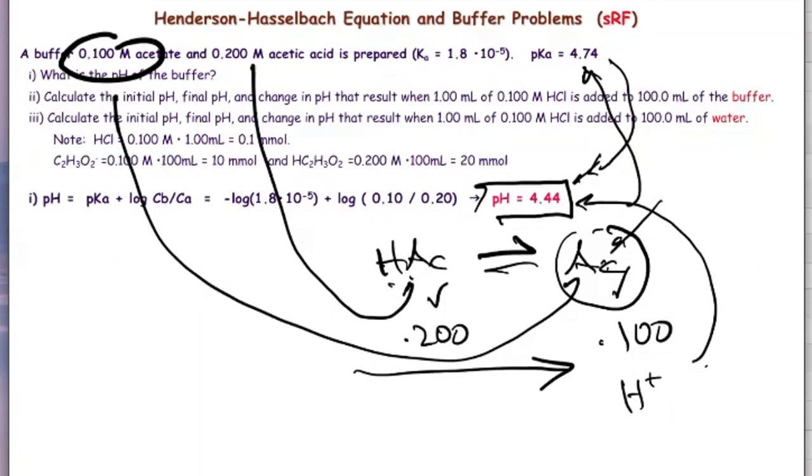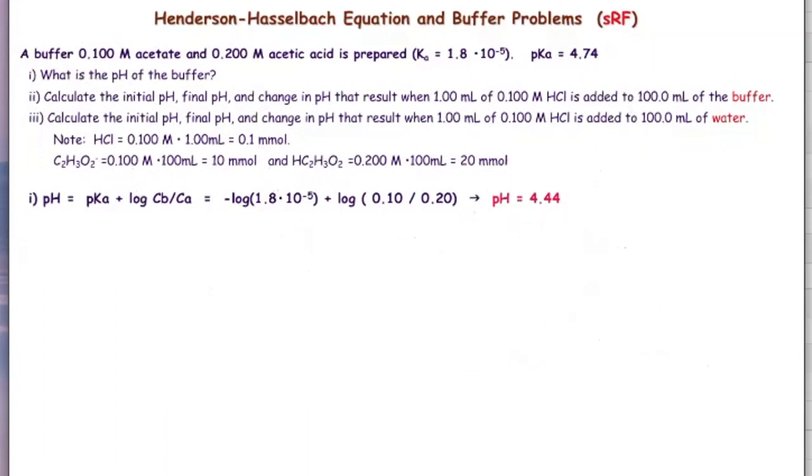Okay, so let me go ahead and clear this out. The second part of this is to calculate the initial pH, the final pH, and the change in pH that results from 1 milliliter of 0.1 molar hydrochloric acid added to this solution. So this is the second part, okay? This is a problem that will take a little bit of explaining, so please bear with me.